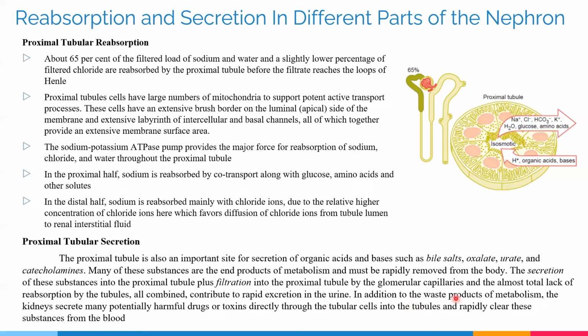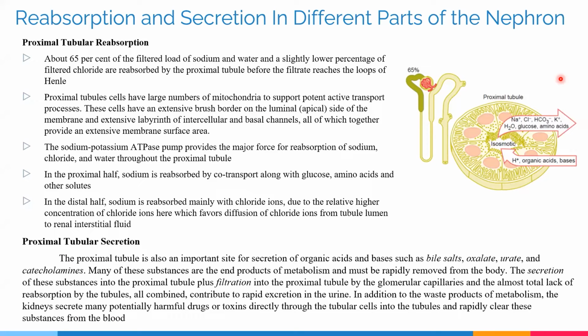In addition to the waste products of metabolism, the kidneys secrete many potentially harmful drugs or toxins directly through the tubular cells into the tubules and rapidly clear these substances from the blood. This is how reabsorption and secretion occur in the proximal tubules themselves.